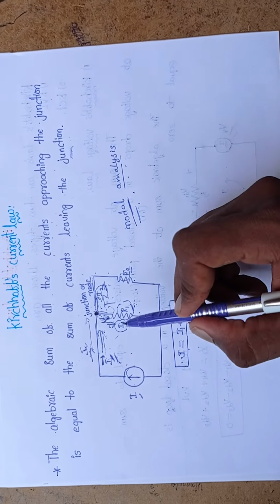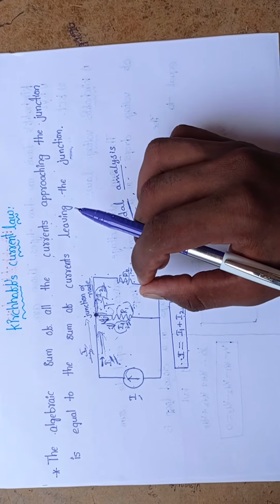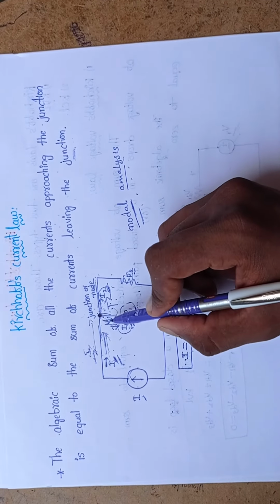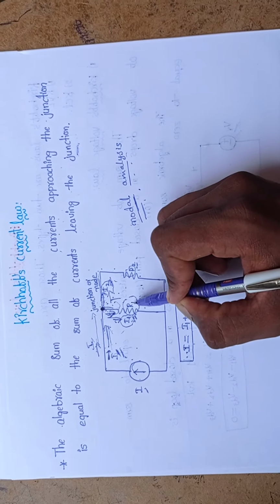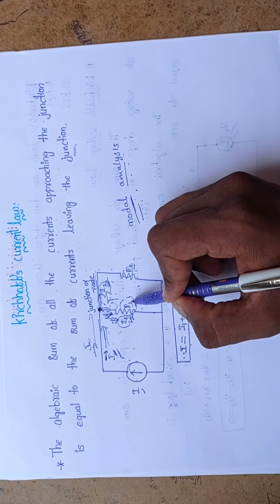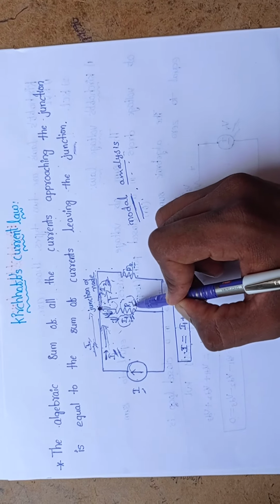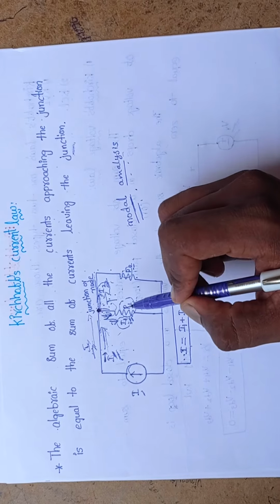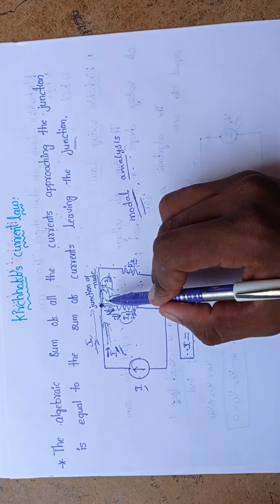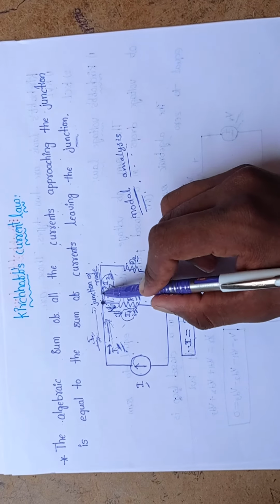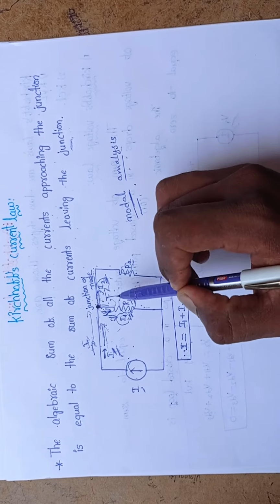According to the current division rule, at a parallel connection of resistors or inductors or capacitors, our current is divided into two parts according to the branch property. Here in this branch we connected R1, that means resistance. If resistance is high, then the current flowing through this branch is low. Based on these resistance values, the current I is distributed in these two branches.